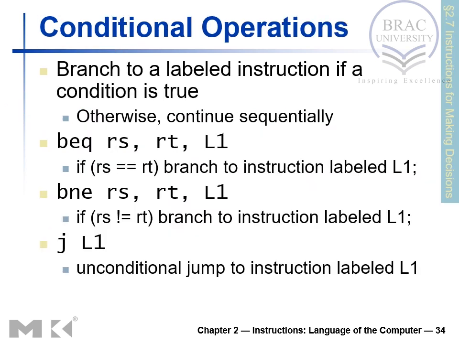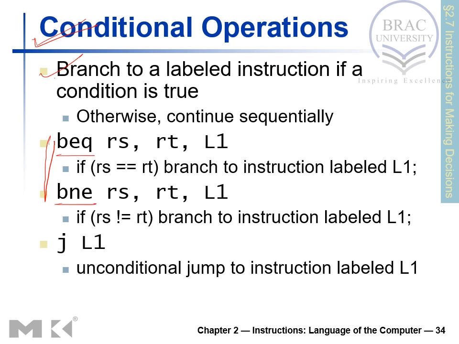We have seen arithmetic instructions, we have seen logical instructions. Now we'll be looking at conditional instructions. Why do we need conditional operations? As it says here, branch to a label. That means branch to a specific memory address. Now there are two types of branch: one is conditional, and the other one is unconditional. The two branch instructions that we see here are BEQ, which is branch equal to, and BNE, which is branch not equal to.